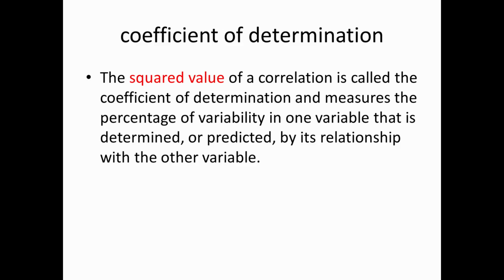What does it mean? It means that 64% of variability in students' GPA is associated with the variability in their SAT. So in other words, the coefficient of determination measures the percentage of variability in one variable that is determined or predicted by its relationship with the other variable.